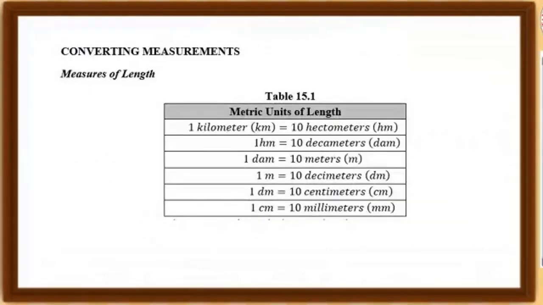Here is the converting of measurements. For this, we will use the measures for length. So, metric units of length: 1 kilometer is equivalent to 10 hectometers. 1 hectometer is equivalent to 10 decameters. And 1 decameter is equivalent to 10 meters. 1 meter is equivalent to 10 decimeters. And 1 decimeter is equivalent to 10 centimeters. And 1 centimeter is equivalent to 10 millimeters.